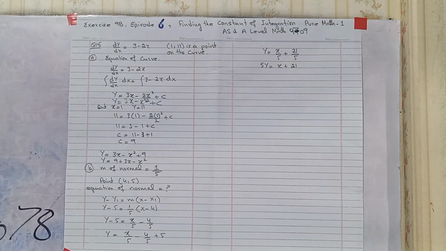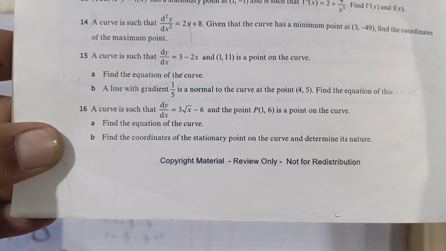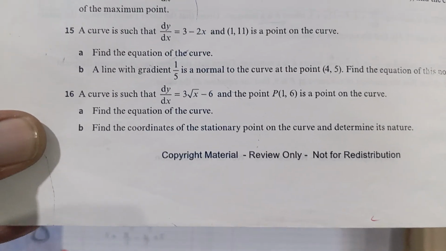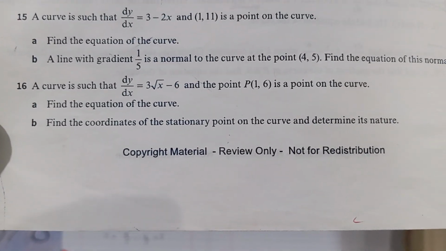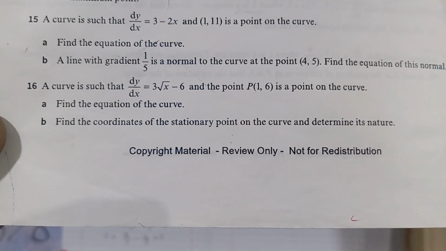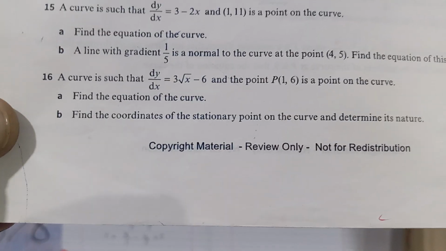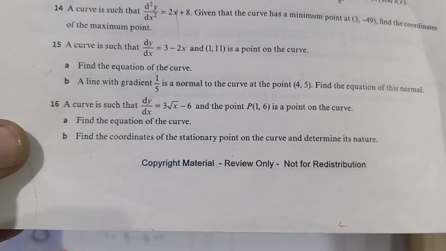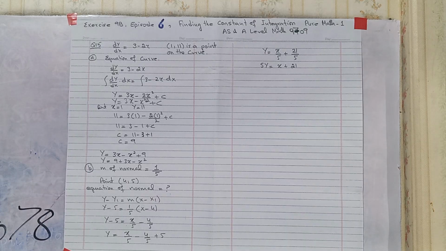The next question showing up on your screen is question number 16 from exercise 9B from the course book of Pure Maths 1. A curve is such that dy by dx is equal to 3 under root x minus 6, and the point P, which is (1, 6), is a point on the curve. Find the equation of the curve, and the B part is find the coordinates of the stationary point on the curve and determine its nature. So this is question number 16, and we will attempt this question.